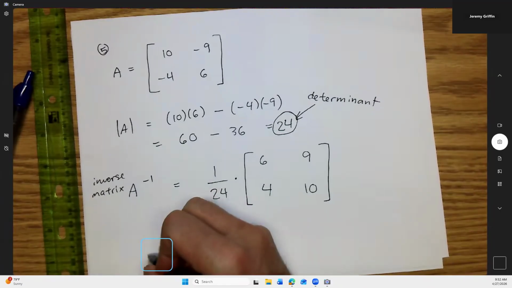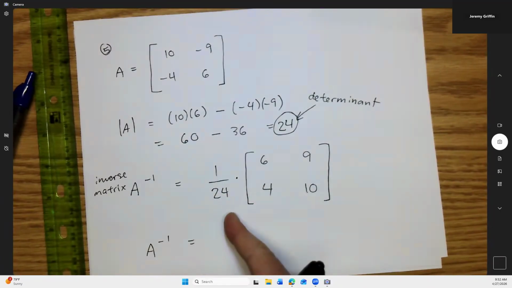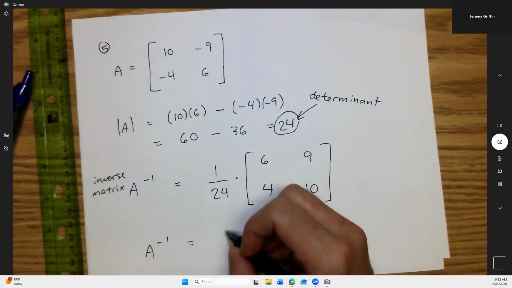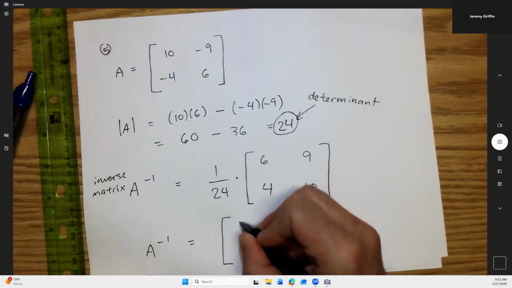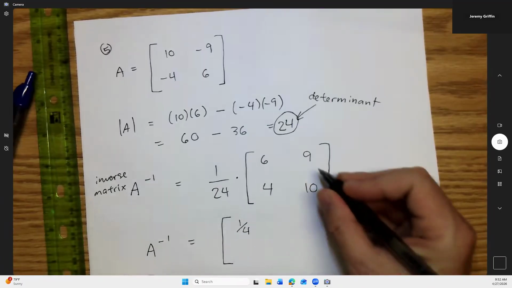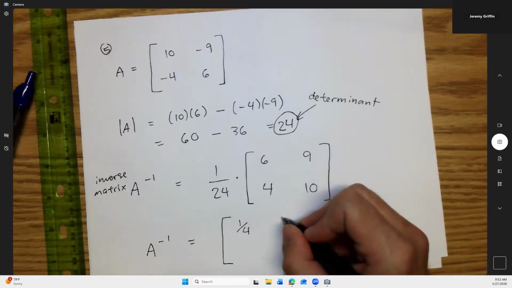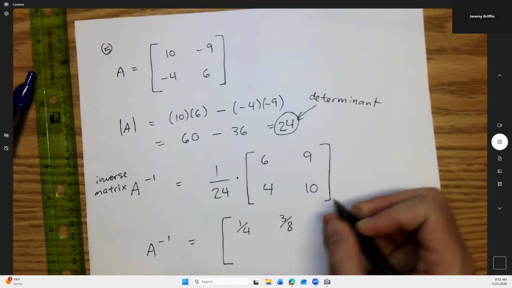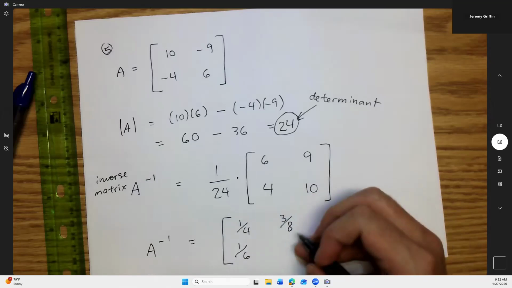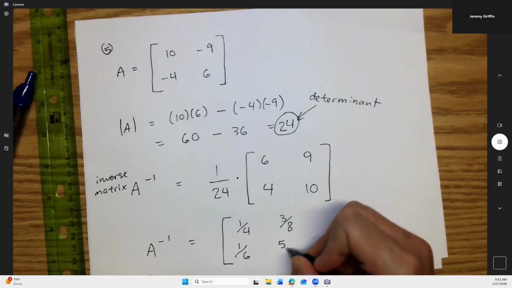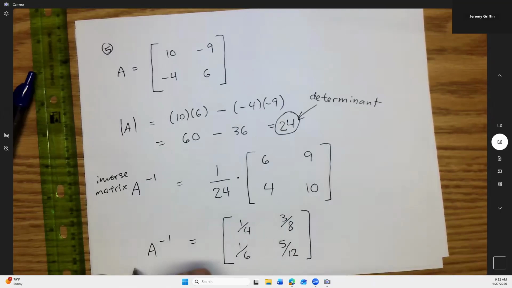I got 1/24 times that whole thing. Since this is a scalar multiply, I can just multiply it into each element. So 6 over 24 reduces to what? 1/4. Then 9 over 24, I think you divide by 3, it's 3/8. 4 over 24 reduces to 1 over 6. And 10 over 24 is 5 over 12, isn't it? Okay, so there you go. That should be the inverse.